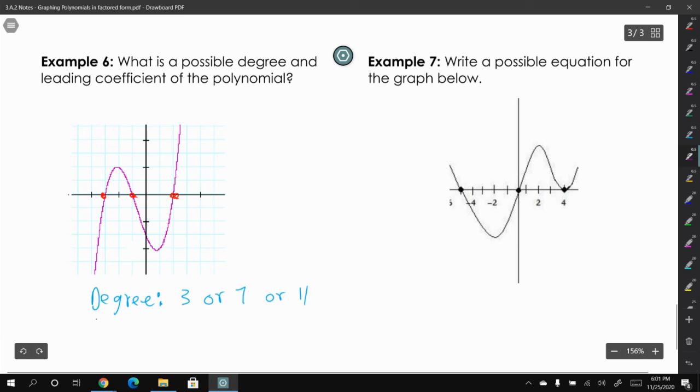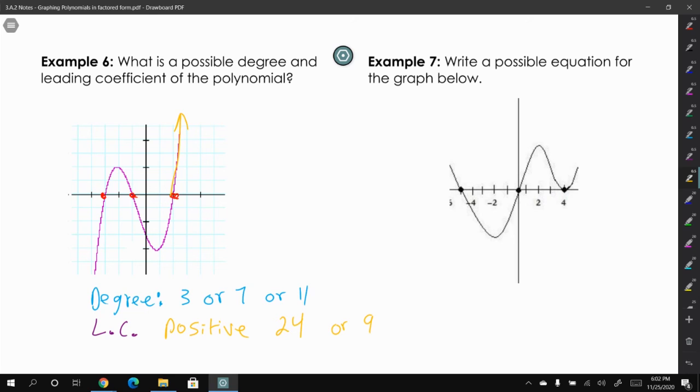The leading coefficient, so abbreviated LC, because the right side is going up, it must be positive. So any positive number, so it could be like 24 or 9. Just any positive number. Remember, anytime the right side goes up, the leading coefficient has to be positive.